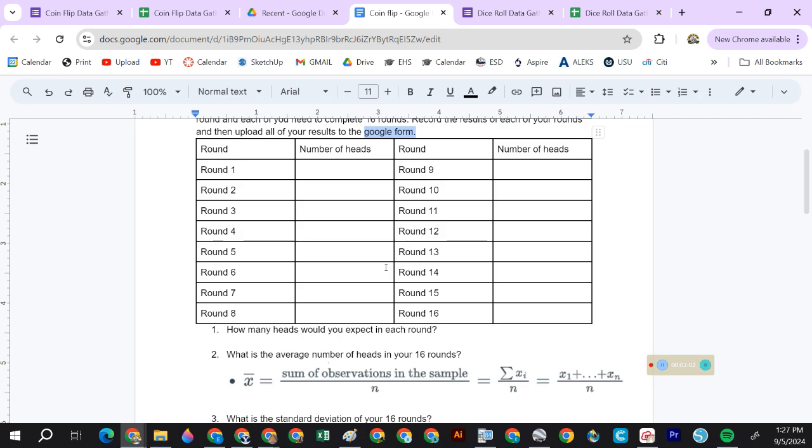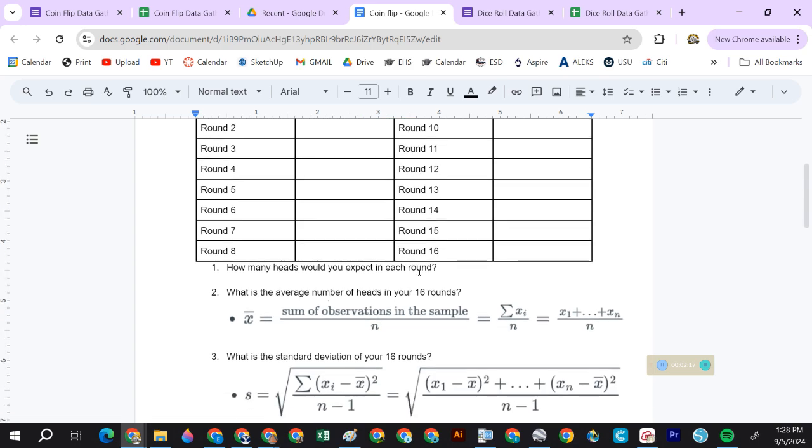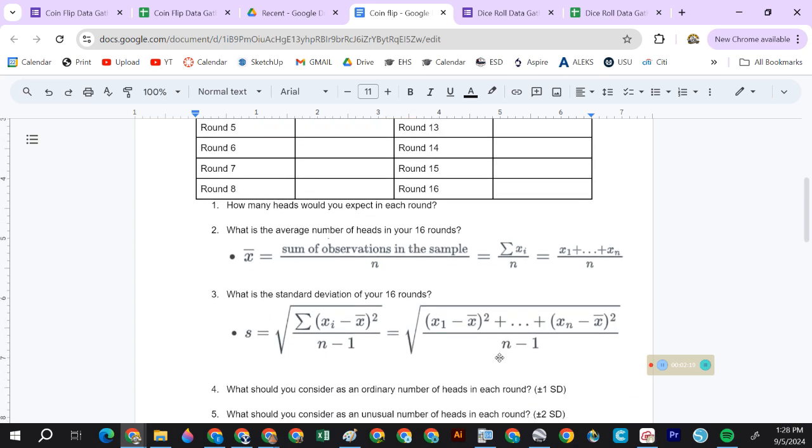Did anybody get 5 exactly? No. Did anybody get less than 4? Did anybody get greater than 6? So everybody's between 4 and 6. Okay. All right. Now, standard deviation.